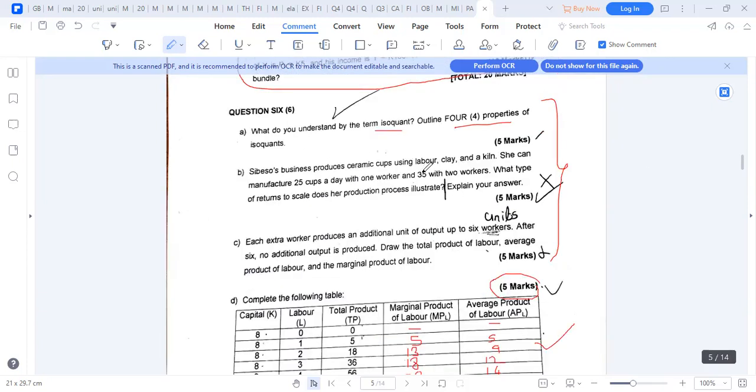So CBSO produces ceramic cups using labor and clay. She manufactures 25 cups a day with 1 worker, and with 2 workers, 35. What type of returns to scale? Illustrate your answer. So we have 3 returns to scale.